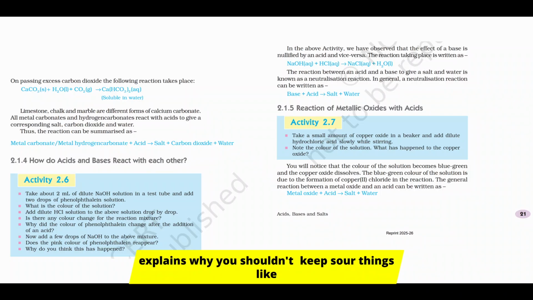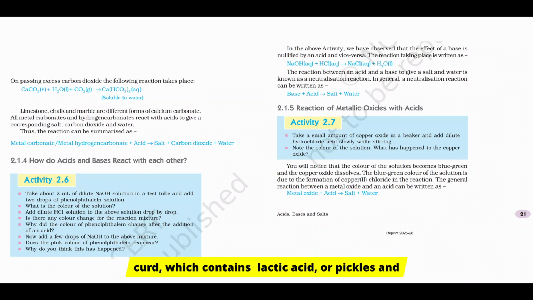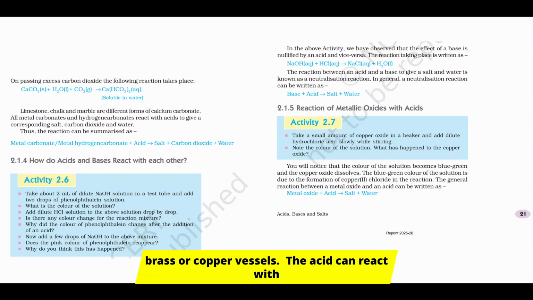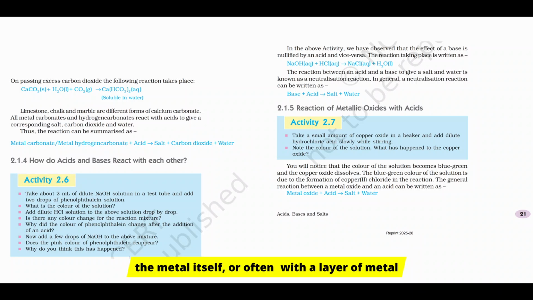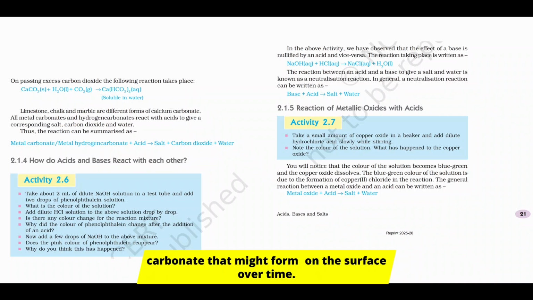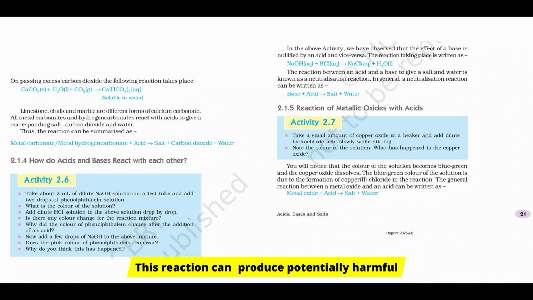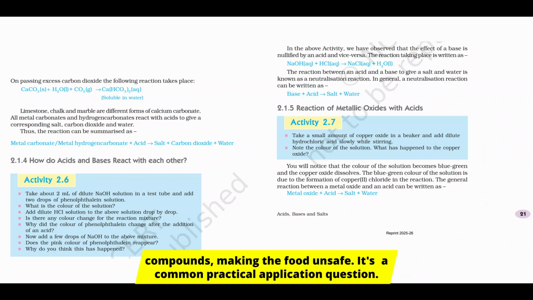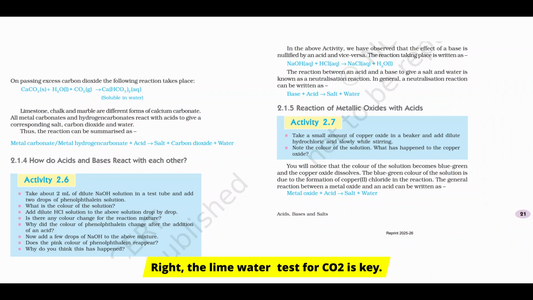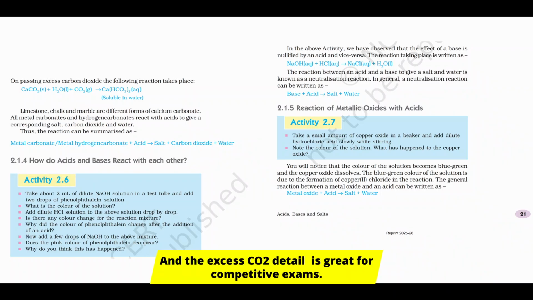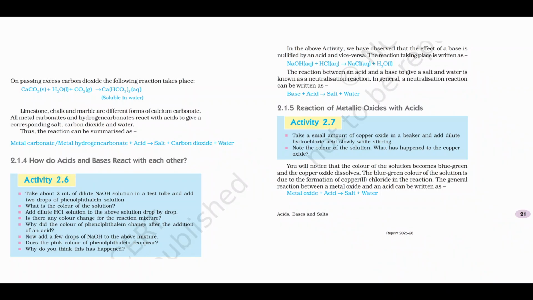CaCO3. This reaction also explains why you shouldn't keep sour things like curd, which contains lactic acid, or pickles in brass or copper vessels. The acid can react with the metal itself, or often with a layer of metal carbonate that might form on the surface over time. This reaction can produce potentially harmful compounds, making the food unsafe. It's a common practical application question. Right, the lime water test for CO2 is key. And the excess CO2 detail is great for competitive exams.